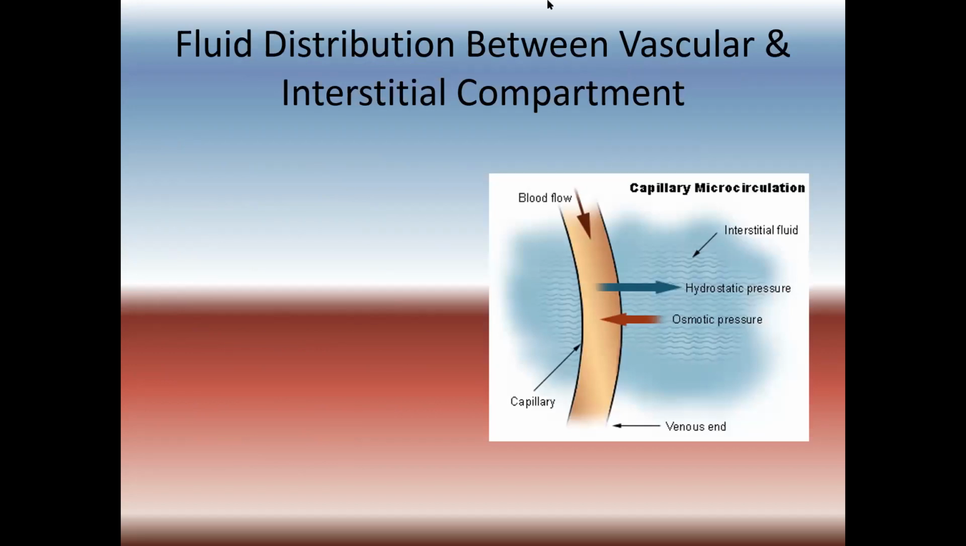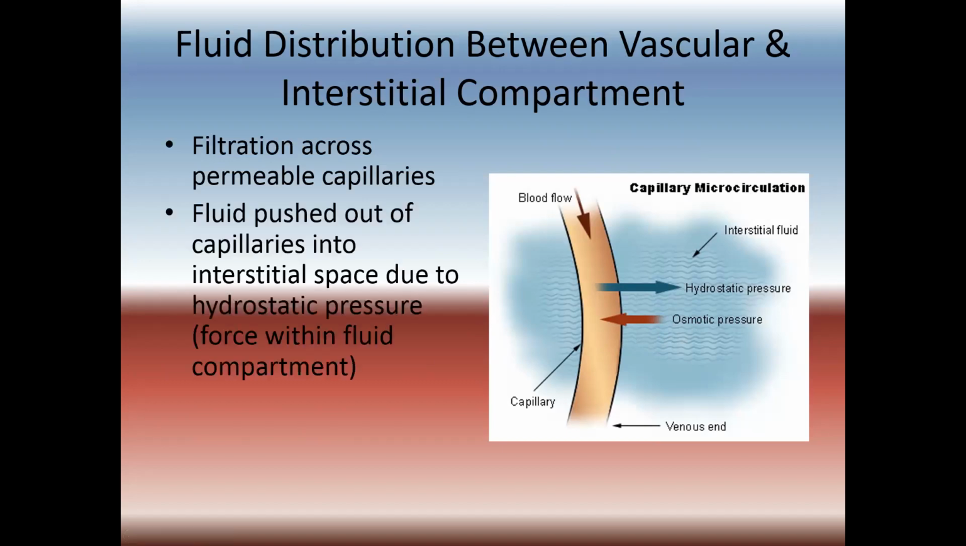So fluids are constantly moving between our vascular compartment and our interstitial compartment. And one of the reasons why it moves is because of either osmotic pressure or hydrostatic pressure. Our capillaries are permeable, and things can move through them. Fluid is pushed out of our capillaries because if we have too much fluid, that's going to increase the pressure and push the fluid out, right?